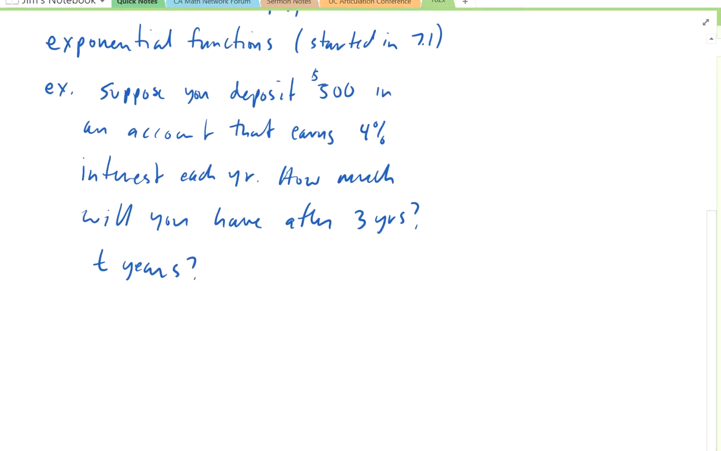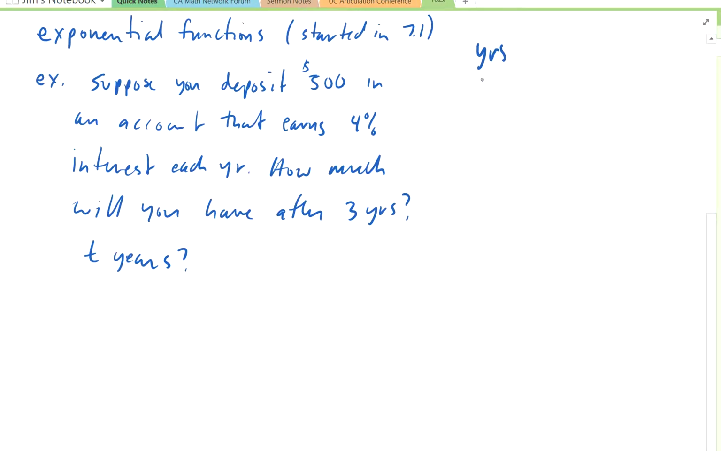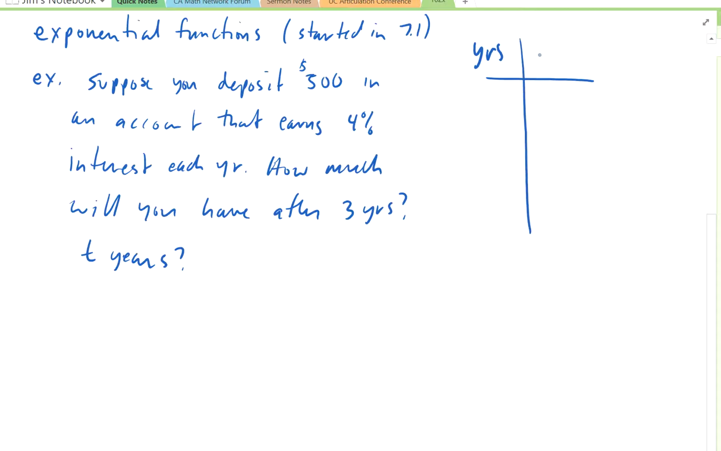We did this a little bit on Thursday. Let's take a look at this. Time, or years, and amount. So we're going to start at 0 years. You started with $500. After 1 year, we're going to add 4% to your account. So that'd be 500 times 1.04. The 500 times 1 is the $500, the 500 times 0.04 is the interest, and so this adds them up.